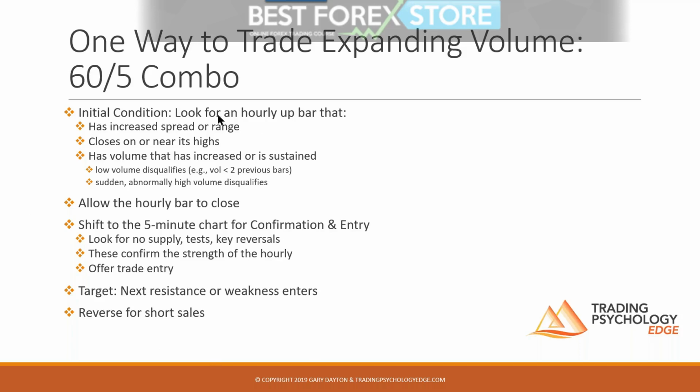So the initial condition, you're looking for an hourly down bar that has increased spread or range, closes on or near its lows, has volume that's increased or sustained. Then we shift to the 5-minute chart for confirmation and entry. Now we're not looking for no supply tests and key reversals. We're looking for no demand and hidden up thrusts.